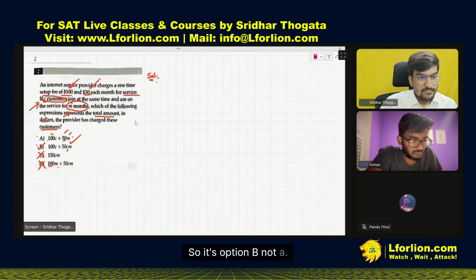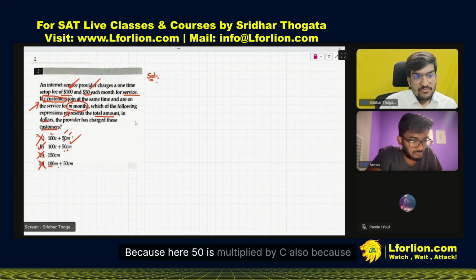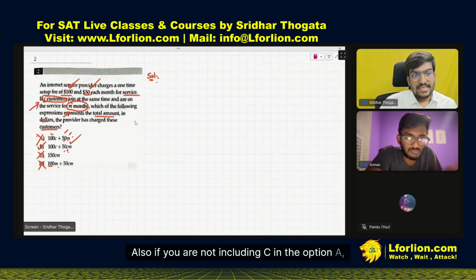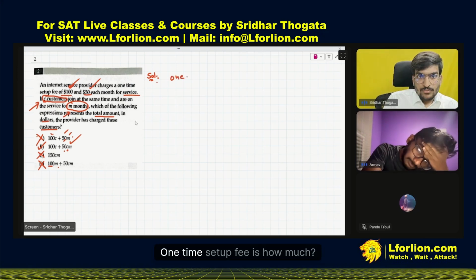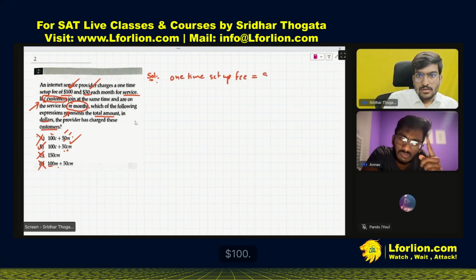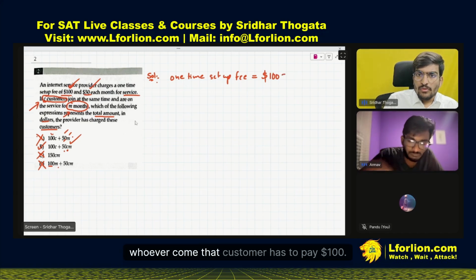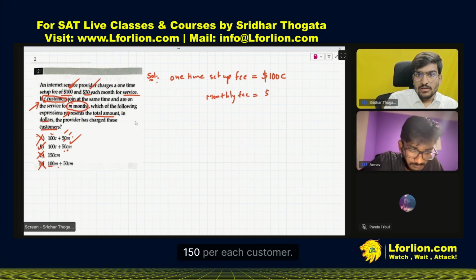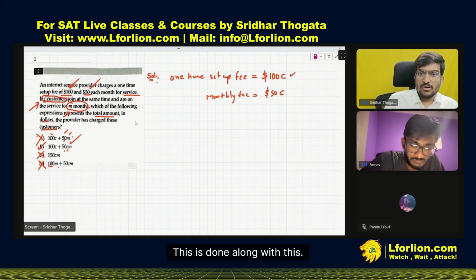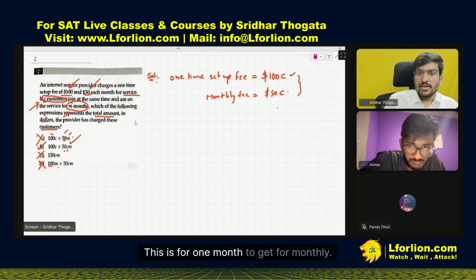So it's option B, not A, because here 50 is multiplied by C also, because the customer is going to pay that also. If you are not including C in option A, that means the customer is not paying $50 for each month for service. Got it? That's why it's incorrect. One-time setup fee is how much? $100. So whoever comes, that customer has to pay $100, right? And what is the monthly fee? $50 per each customer. This is done. Along with this, he has to pay per month, right? This is for how many months? This is for 1 month. To get for monthly, every month also must be included.